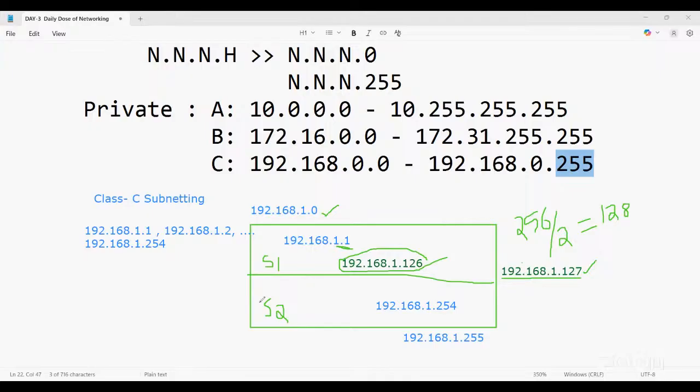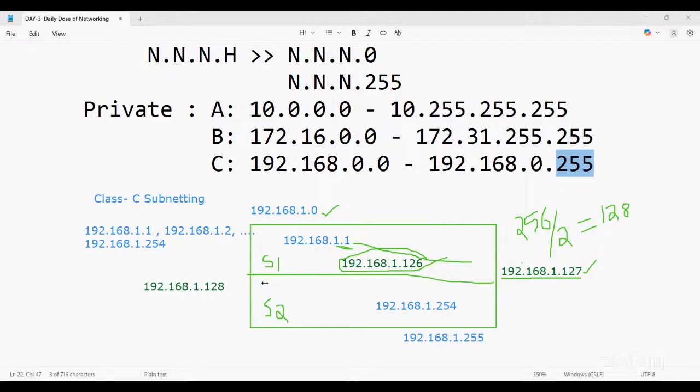And now what about subnet number 2? From where you will start? The series will never be broken. It will be as it is, sequential in nature. So you will have the second IP, the next IP, which is 192.168.1.128. This is the next IP in the series. Now this will be your network address for subnet number 2. So this is also out of the box.